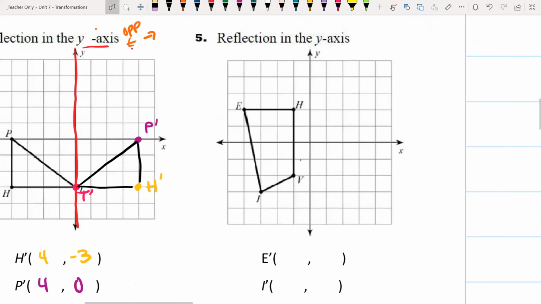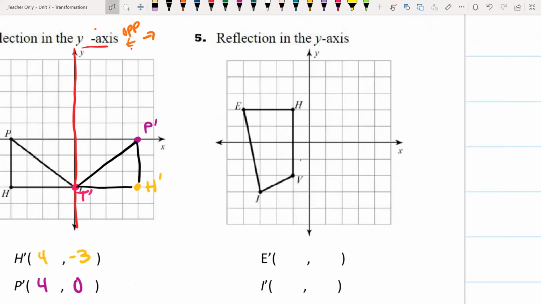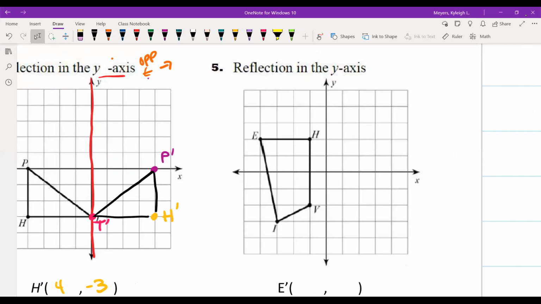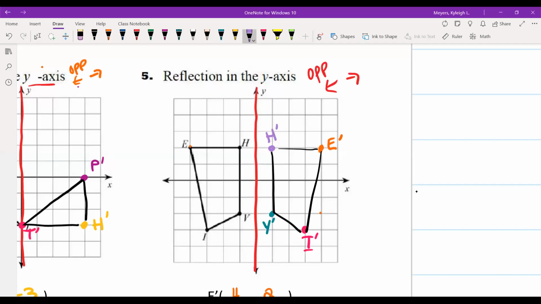All right, so I want you to pause the video for a quick second and try number 5 on your own. All right, so I'm hoping you paused the video and tried number 5.